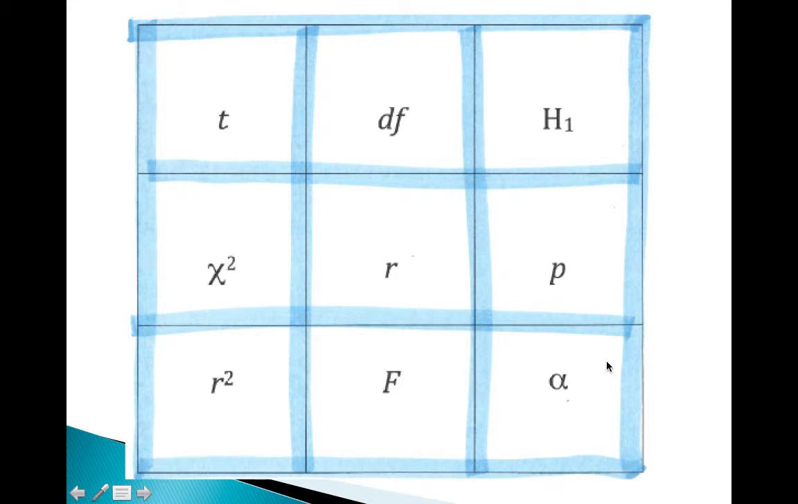This is a symbol for Cronbach's alpha. This is a measure of reliability of standardized scales. We'll learn more about this measure of reliability later in the semester.